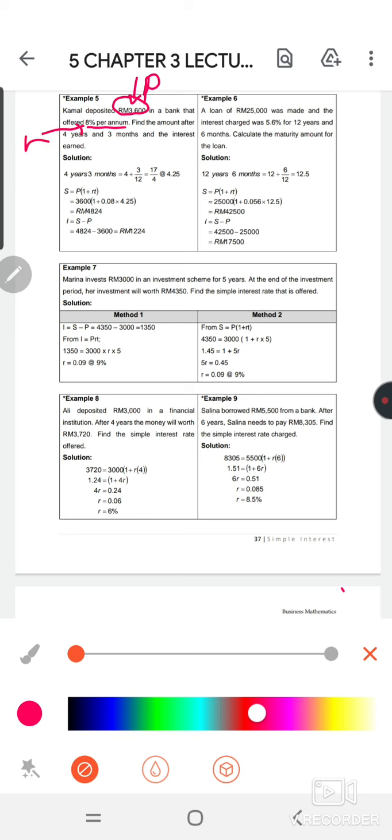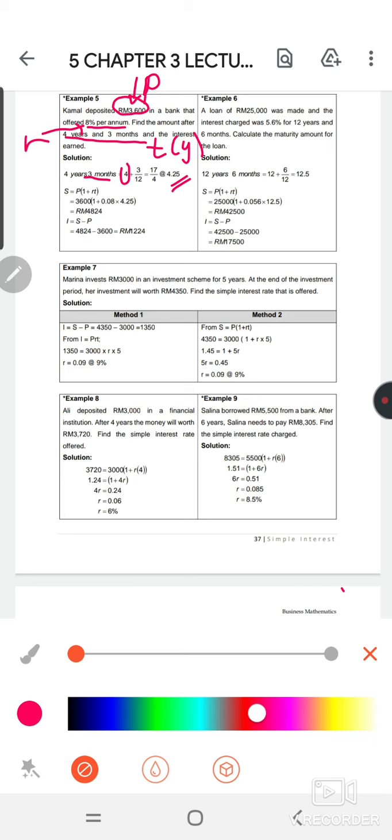Okay, you already have P and R. Find the amount after 4 years and 3 months. So your T is 4 years 3 months. But make sure T must be in years. When T is in years, the 4 years has no problem. Only the 3 months, so you change it to years. You will get 3/12, plus the 4 years earlier, so you will get 17/4 or 4.25 years.